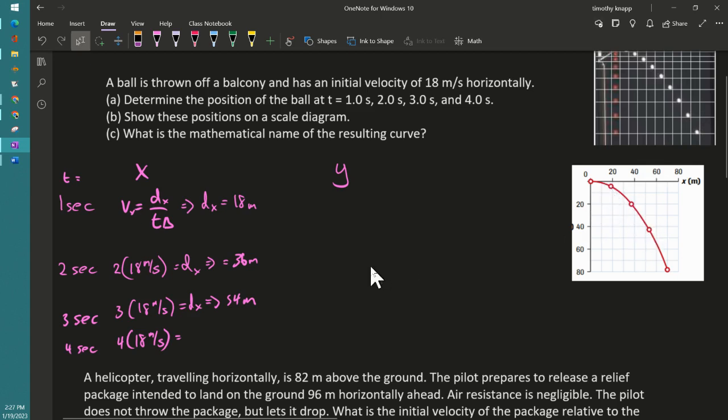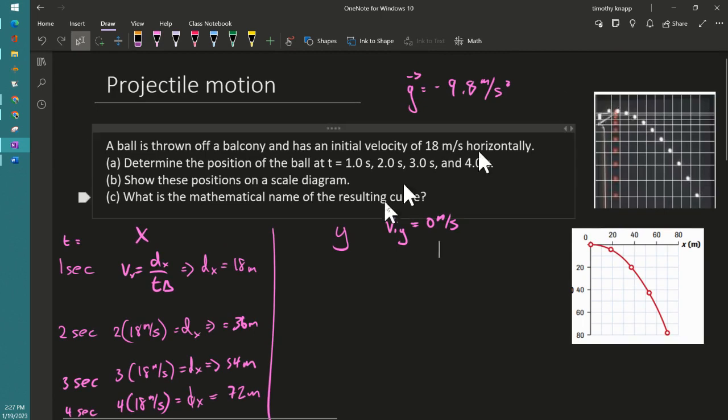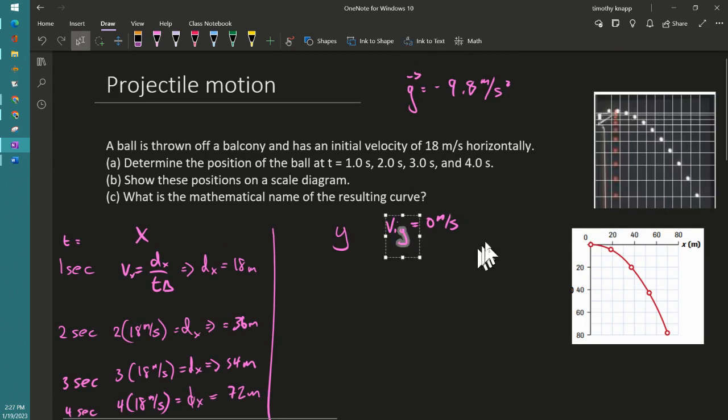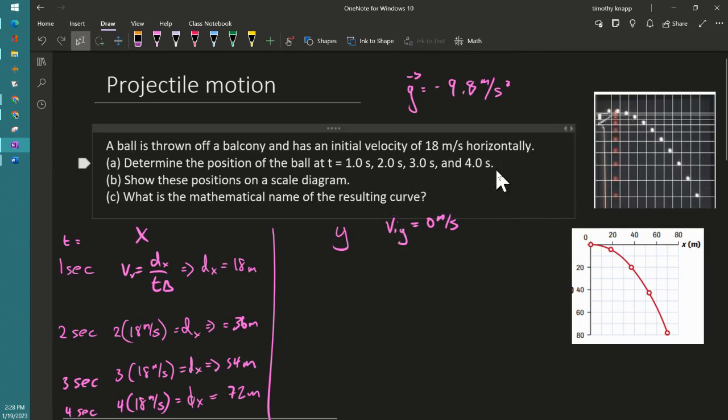Here's my graph. I went ahead and made it, or pulled it out of somewhere. And what do we have? We have a 72 here. So now if I do the same thing for the y component, noting that my initial velocity y is 0 meters per second because it started off horizontally. So in the beginning, its vertical y velocity is 0.